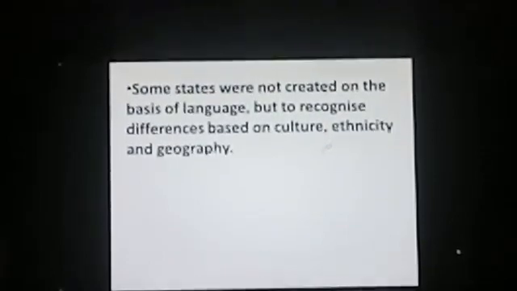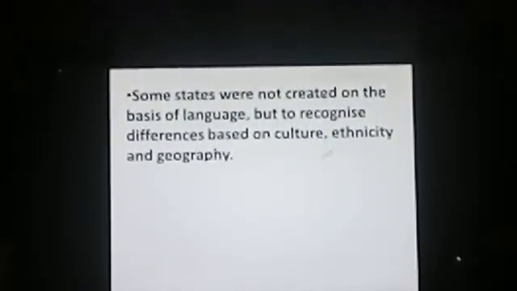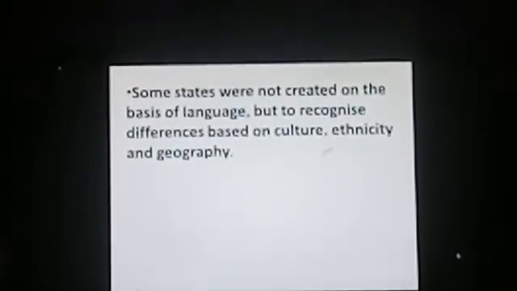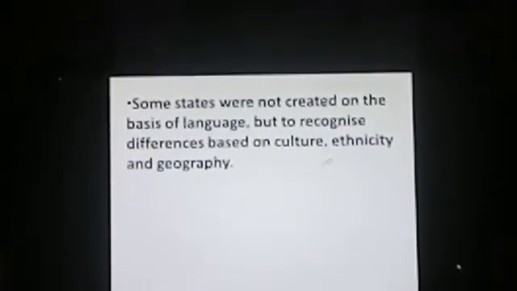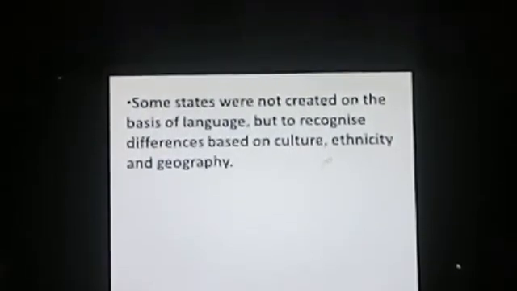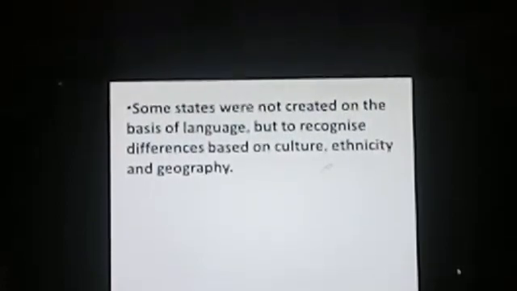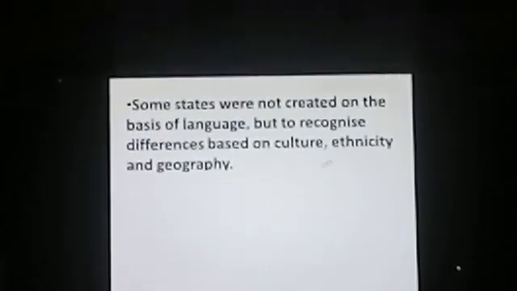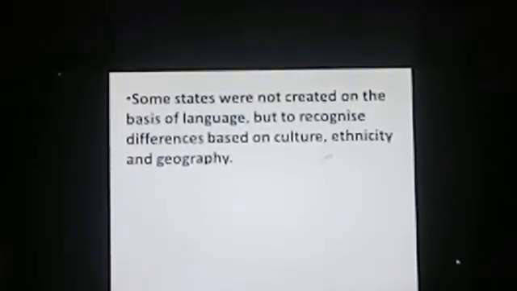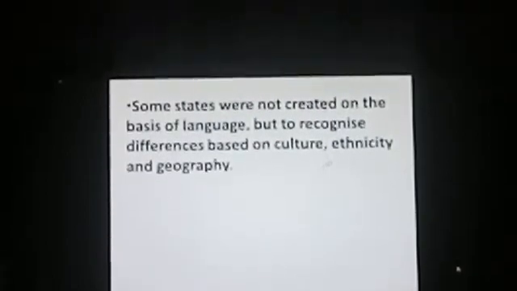But there was an argument. It was argued against the creation of linguistic states that it will undermine the unity of the country and lead to the disintegration of the country. But in favor, it was argued that it will lead to cultural unity and harmony and also make the administration much easier. The argument of disintegration has been found to be illusory. Linguistic states have only worked to strengthen the bonds of unity.